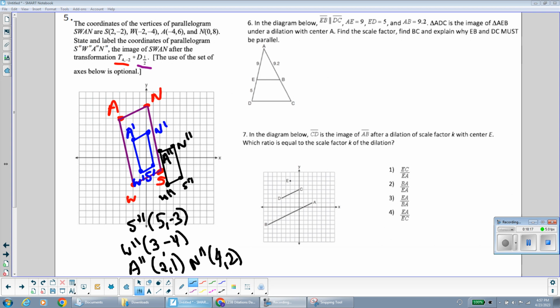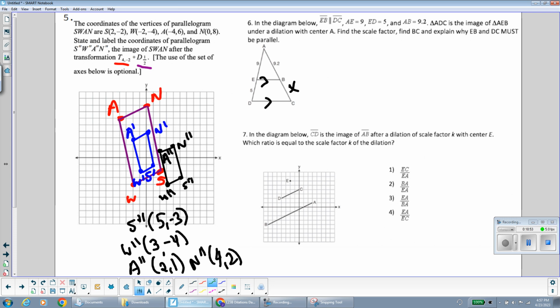Okay, over here we're told that EB is parallel to DC, and we're given some side measurements. And we're told that ADC is the image of triangle AEB under a dilation with center A. And that makes sense because if A is the center of dilation, it's the point that wouldn't change. And that's the point that's in common between the small triangle and the big triangle. And the scale factor, find BC. So I'm going to put an X on BC and explain why EB and DC must be parallel.